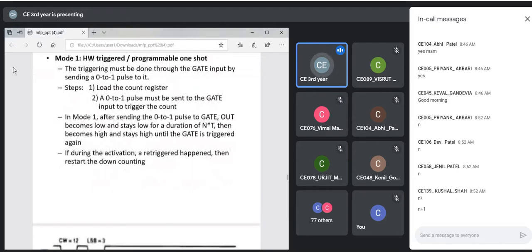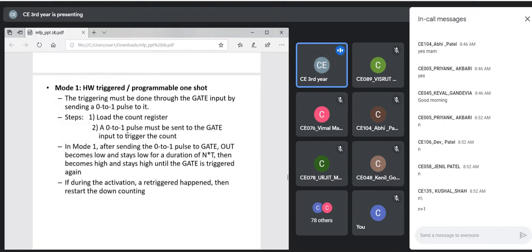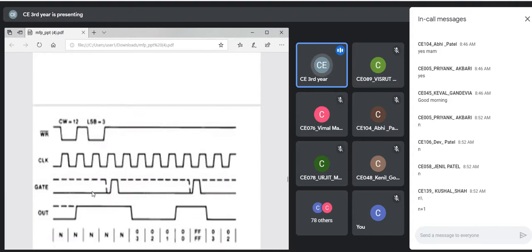Okay, now let us go to mode 1. What is that? It is hardware triggered or programmable one shot. Here it will require to be triggered. That's why it is hardware triggered. You will have to use some hardware to trigger it, right? And that's why it is one shot. This type of signal is one shot, right? Only one pulse is coming, then afterward it is low. Again one pulse will come, again it is low. So that's why you can say it is a one shot event.